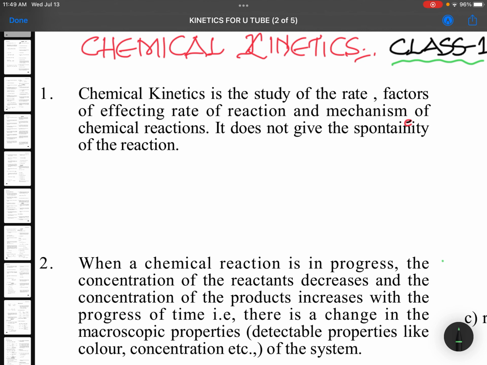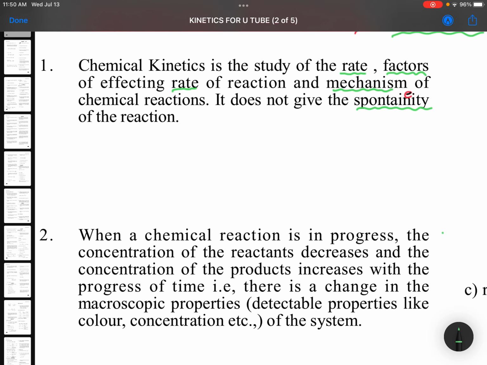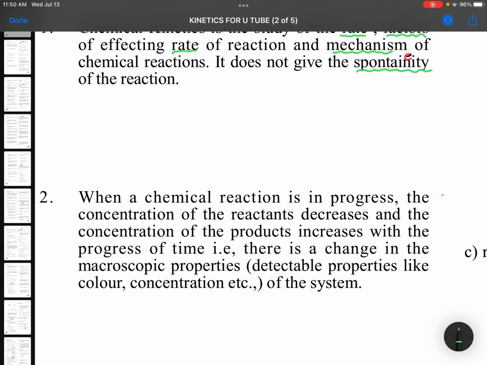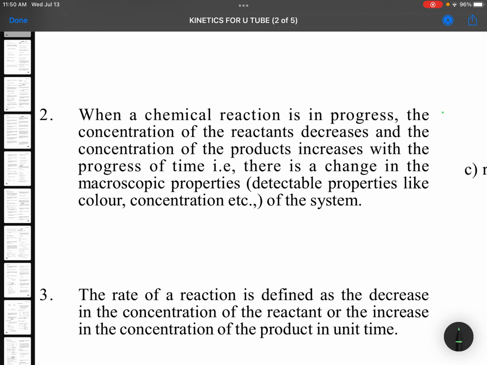Chemical kinetics is the study of the rate. Rate means speed, with what speed the reaction is going. Factors affecting the rate of the reaction, that means what happens when the concentration is more or less, with temperature, with the catalyst, how the rate is affected, and the mechanism of the reaction. It does not give the spontaneity of the reaction. It says only about the speed of the reaction, but not the spontaneity. Whether the reaction takes place or not, that is not given by chemical kinetics.